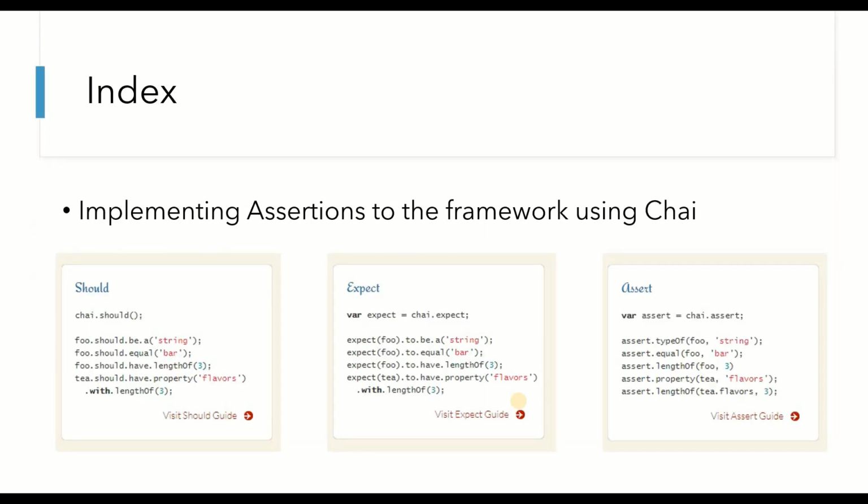So let's move on to the topic that we are going to cover in this video. So guys, in this video, we are going to implement assertions to the Protector framework using Chai. Now guys, Chai in itself has three types of further assertions, which is should, expect, and assert. We'll understand about this in a lot more detail.